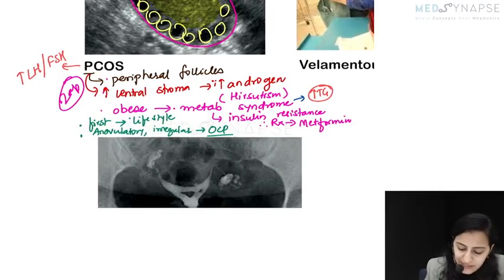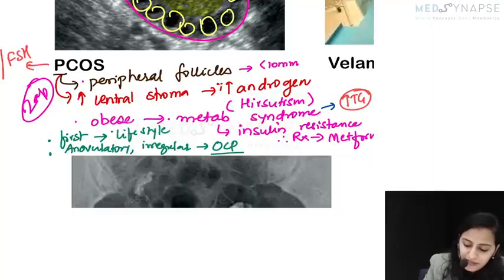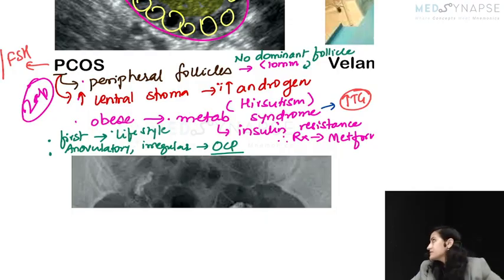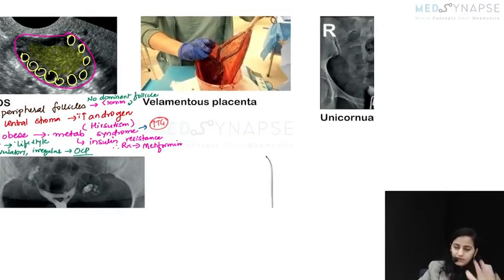All the follicles that you have in PCOS are less than 10 mm because PCOS is anovulatory. Anovulatory means there is no dominant follicle. Right? There is no dominant follicle here. So all the follicles are less than 10. The ovary is bulky, more than 10 cc volume. So this is about PCOS.